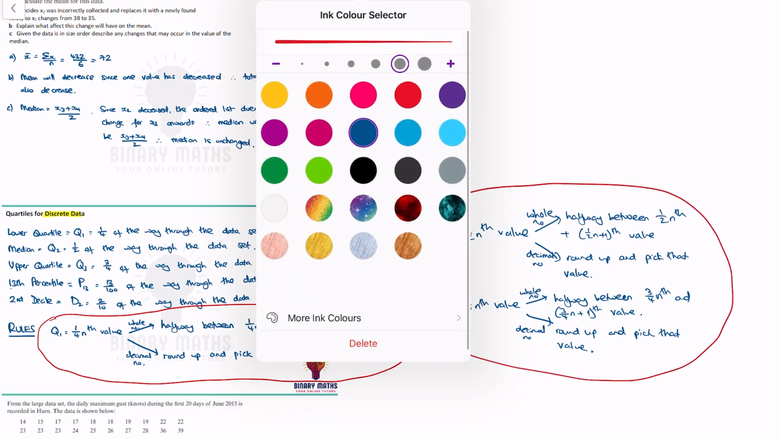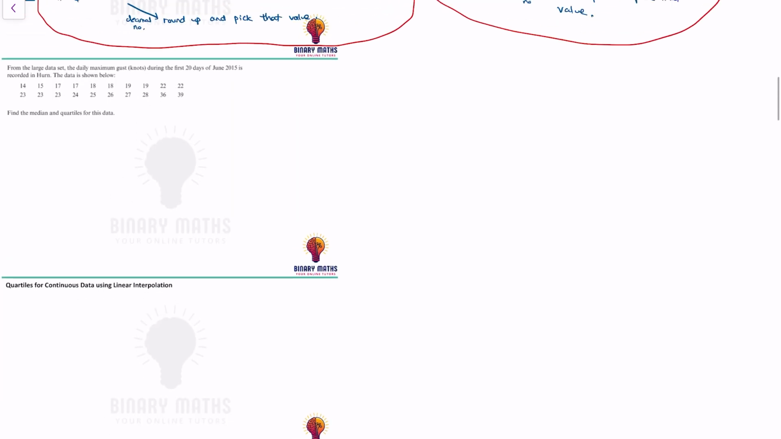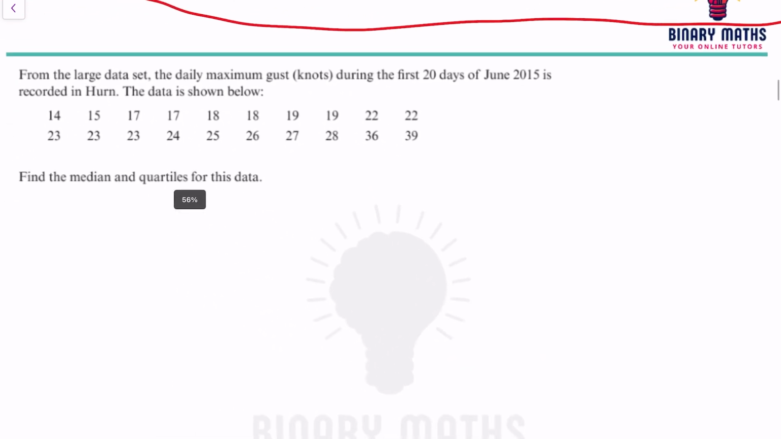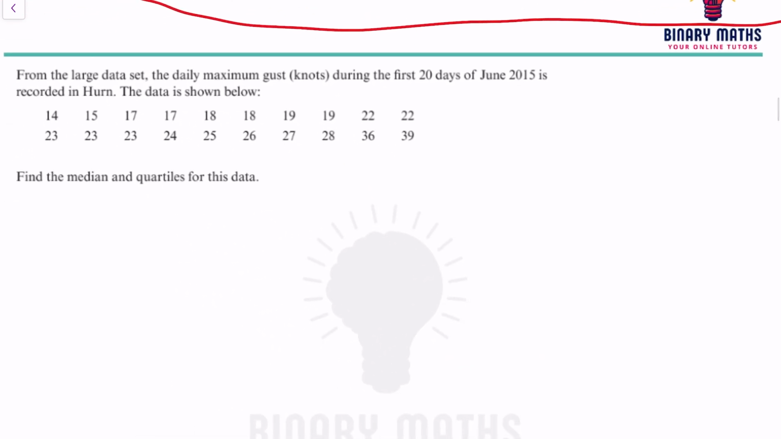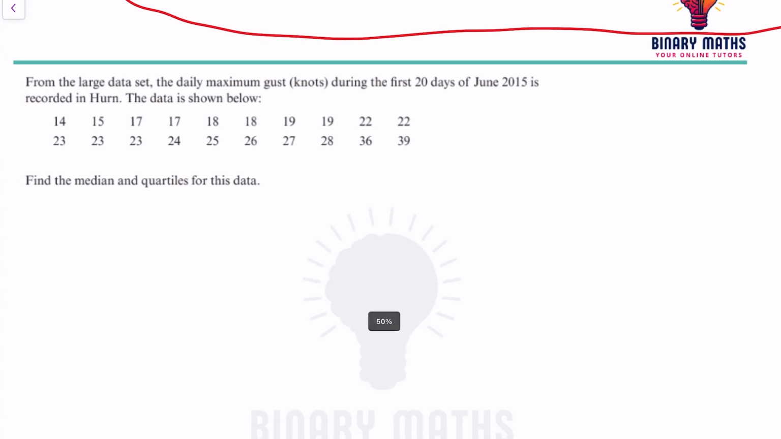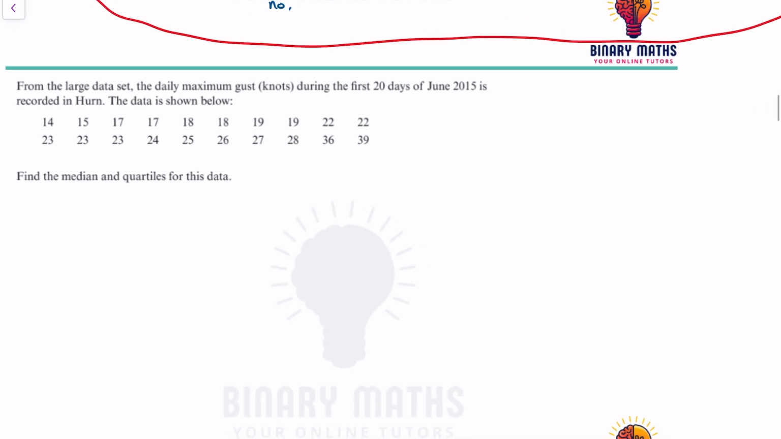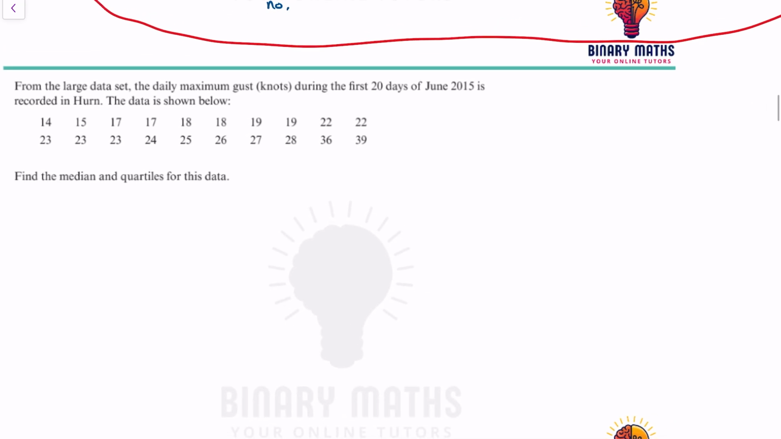Okay, so let's apply this to some examples. From the large data set, the daily maximum gust in knots during the first 20 days of June 2015 is recorded in Heathrow. The data is shown below. Find the median and the quartiles for this data. So I can see straight away n is equal to 20.